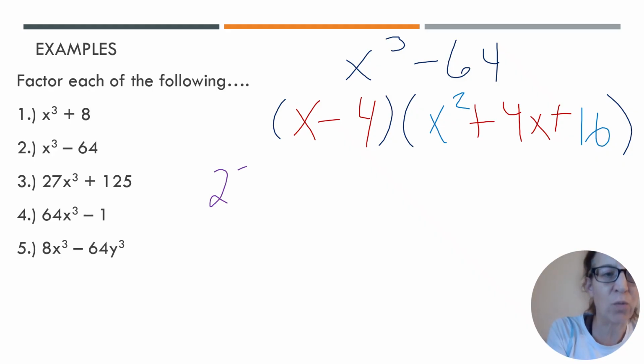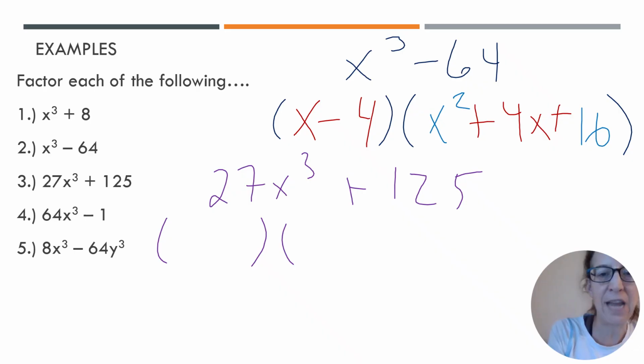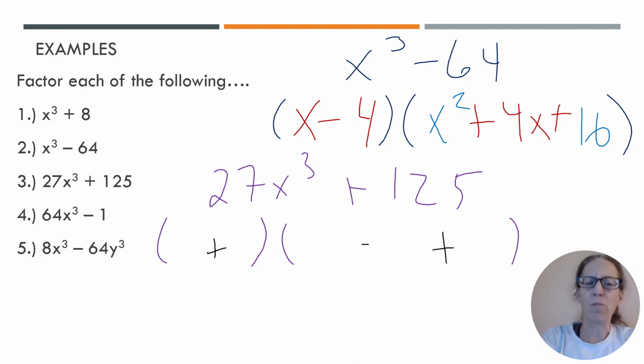Okay, I can probably fit another one on here because there really is just one line. So let's do 27x to the third plus 125. And we have a small parenthesis and a big parenthesis. And we're going to do same, opposite, always positive. This time we have a plus sign. So plus, and then opposite, minus, and then always positive. Same, opposite, always positive.